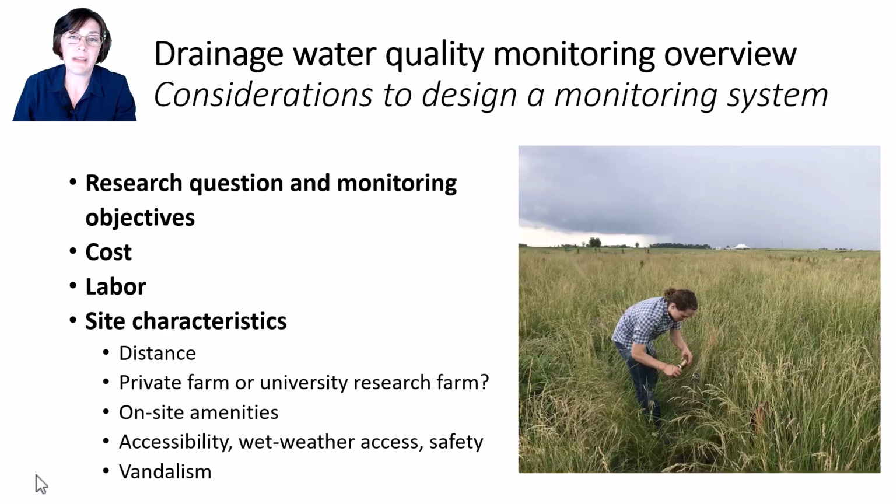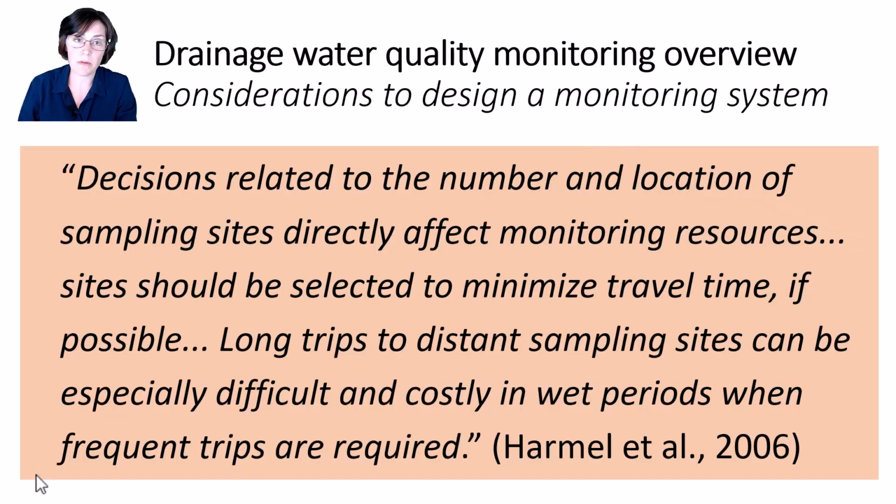The final, but equally important consideration when designing an edge of field monitoring system has to do with the site itself. Sometimes you're presented with a location, and other times you may have a choice. Taking one more note from Dr. Harmel, the number and location of sampling sites directly affects your budget and your personnel. You ideally want to select sites based on proximity and travel time. Because remember, for water studies, you have to make the most trips when it's wet.